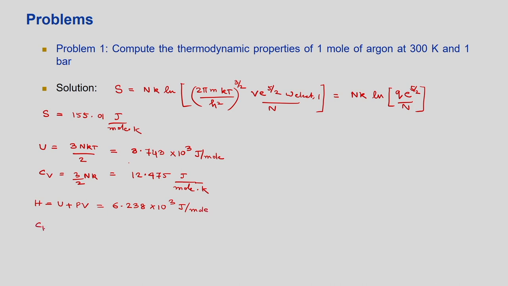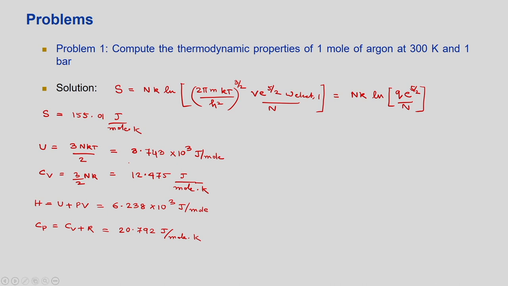And then Cp also very similar, Cv plus R. So, you know Cv from this expression, 12.474 plus R, which is 8.314. If you add, you will get 20.792 joules per mole per Kelvin.